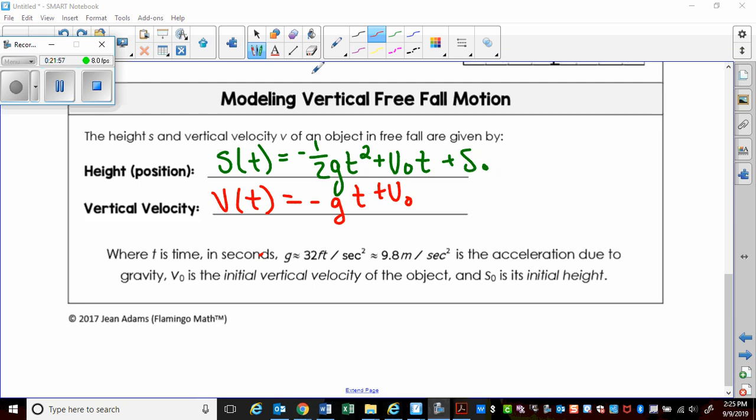Your vertical velocity is written like this. It's negative g, as it says down here, the acceleration due to gravity, times your time, plus v naught, which is your vertical velocity of the object. Okay, so you're going to plug these things in. T in physics is going to be time. T is time. I want you guys to try this out.